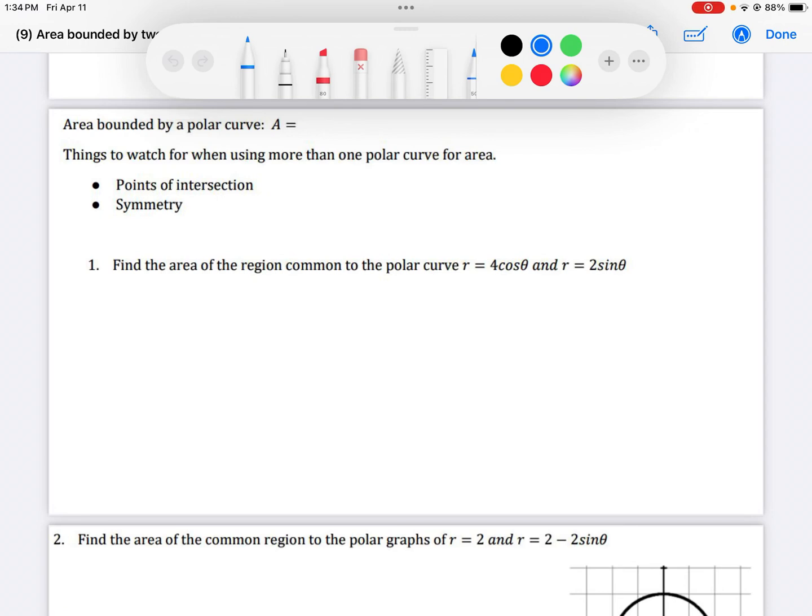All right, in this video, this is the last topic that we're going to talk about for BC Calculus. It's topic 9.9, finding the area of a region bounded by two polar curves. So let's get right into it.